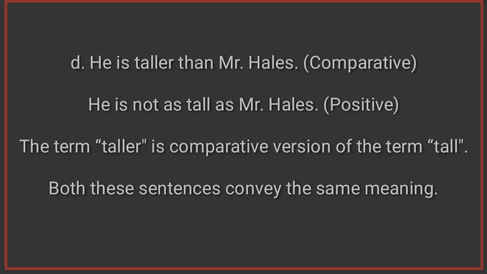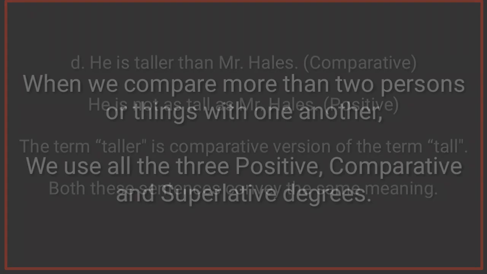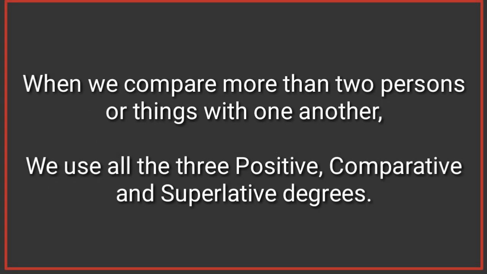Next example. He is taller than Mr. Hales. Here also we are comparing two people and it's in comparative degree. And when we made it positive degree, the sentence became negative. He is not as tall as Mr. Hales. The term taller is a comparative version of the term tall. Both these sentences convey the same meaning. So, when we compare more than two persons or things with one another, we use all the 3: positive, comparative and superlative degrees.